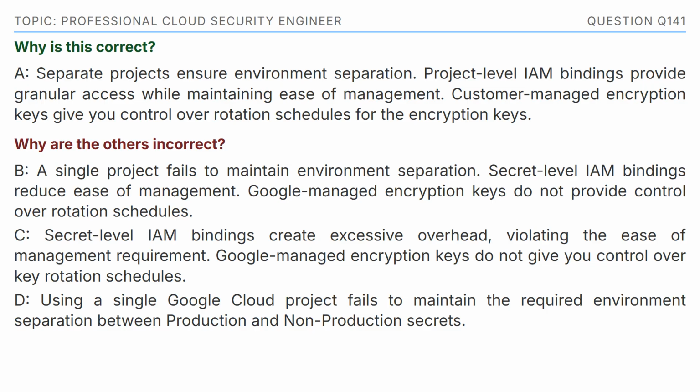C. Secret-level IAM bindings create excessive overhead, violating the ease of management requirement. Google-managed encryption keys do not give you control over key rotation schedules. D. Using a single Google Cloud project fails to maintain the required environment separation between production and non-production secrets.